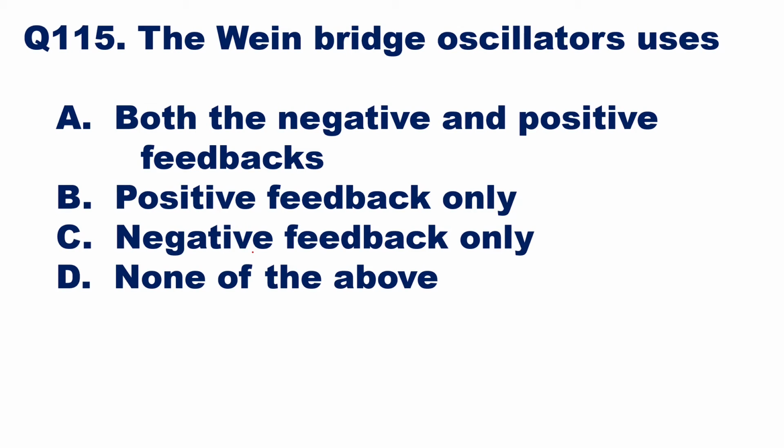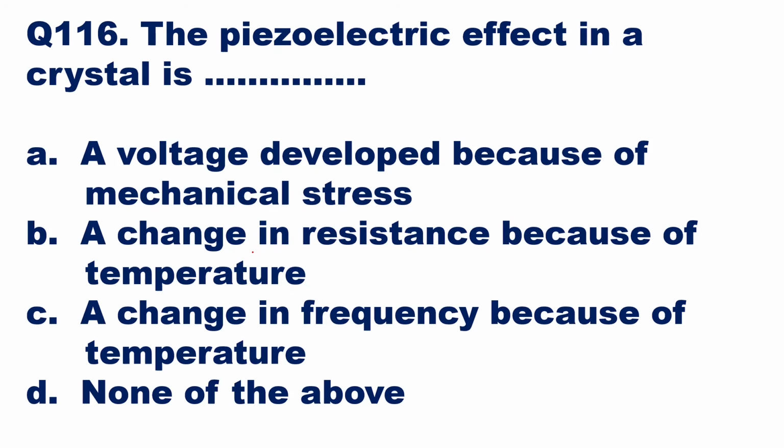The Wien bridge oscillator uses, if you see the circuit of the Wien bridge oscillator, both the feedbacks. It will use positive feedback also, and it will use negative feedback also. So whenever we have a Wien bridge circuit, it will use both negative and positive feedback. So option A will be the right answer, both the negative and positive feedbacks. Then we'll go to question number 116.